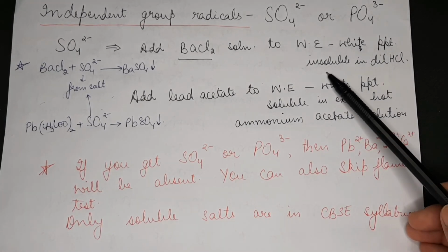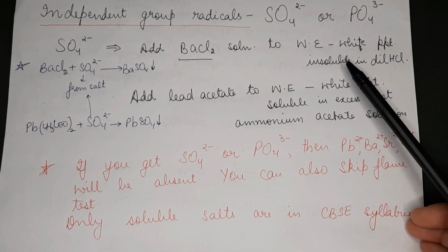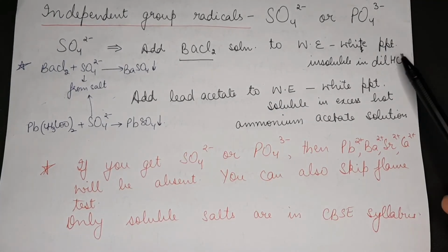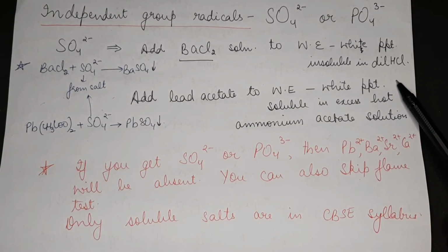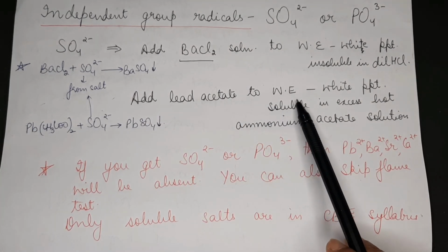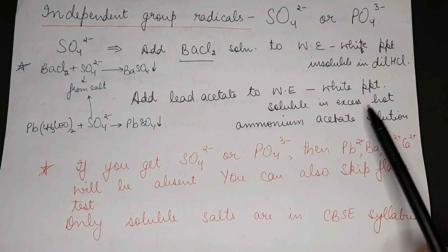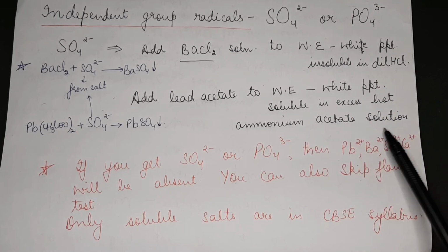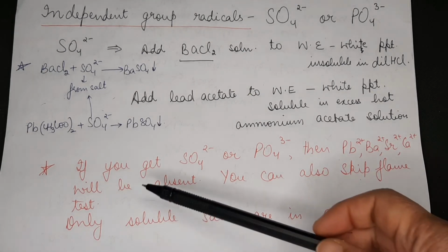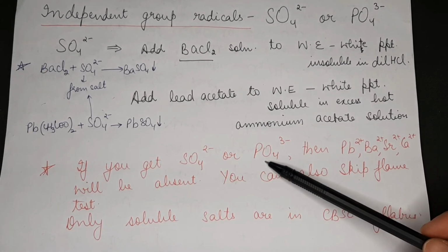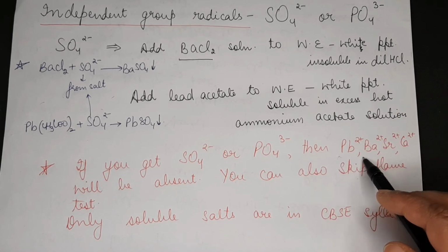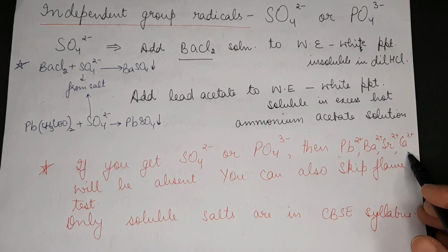A white PPT due to insoluble barium sulfate formed indicates presence of sulfate ion, and this white PPT will be insoluble in dilute HCl. You can add lead acetate to the water extract. A white PPT soluble in excess hot ammonium acetate solution also confirms presence of sulfate ion. And if you get sulfate or phosphate, remember, then the chance of these ions being present as your basic radicals gets minimized.